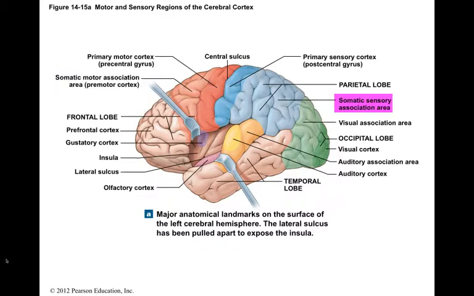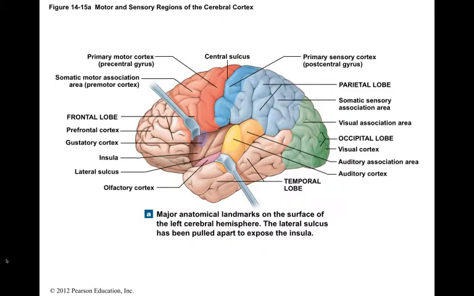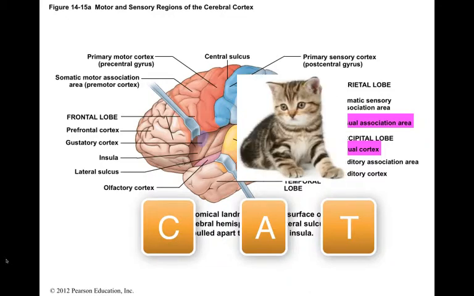The somatic sensory association area monitors activity in the primary sensory cortex. For example, information regarding light touch will be sent to the primary sensory cortex, but it is the somatic sensory association area that will identify that light touch as actually a fly on your arm. For another example, if you see the letters C, A, and T, this is processed in the visual cortex. The visual association area allows you to interpret these letters to mean cat.